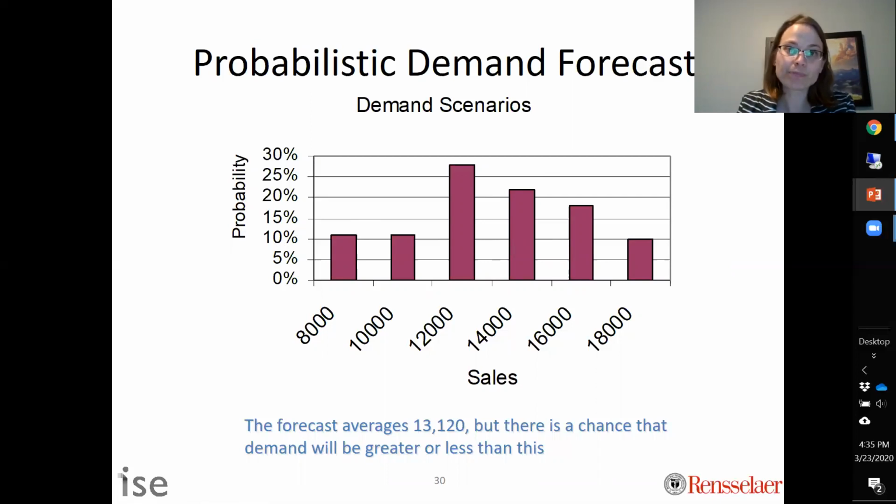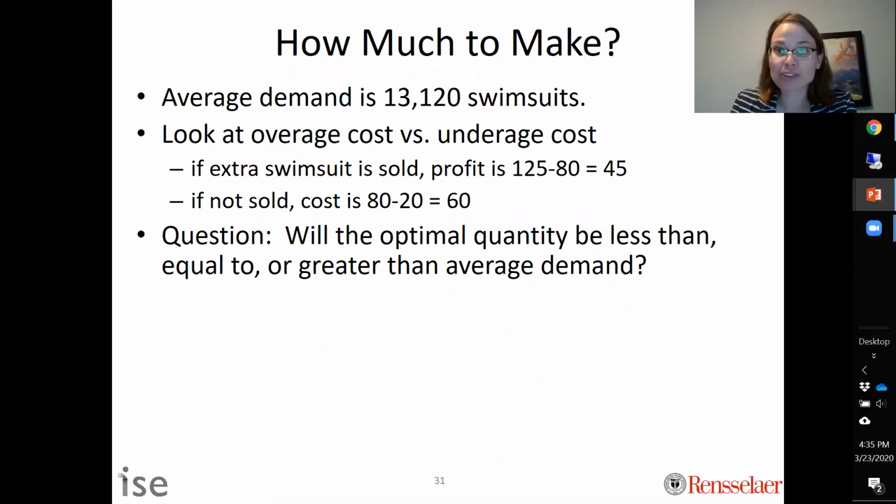So the average is there, but there's a chance that it could be less or more than that each selling period. All right, so we have to ask ourselves how much to make. Again, the average demand is 13,120 swimsuits, but we need to look at the overage and underage costs. If an extra swimsuit is sold, we make a profit of $45. If it's not sold, we lose $60 every time we sell a discounted swimsuit. And so we have to ask how much to make. Do you think the optimal quantity will be less than, equal to, or greater than the average demand?